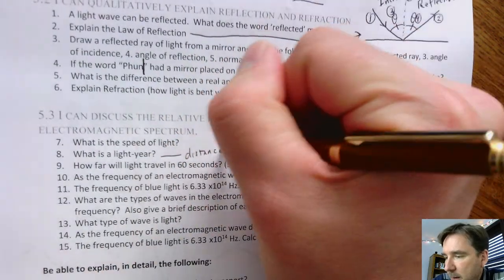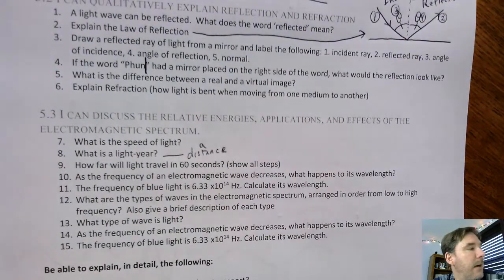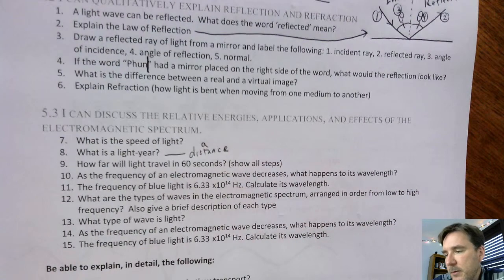It's a distance. It's how far light can travel in a year. In fact, how far does light travel in a year in a vacuum in space? So how far will light travel in 60 seconds?